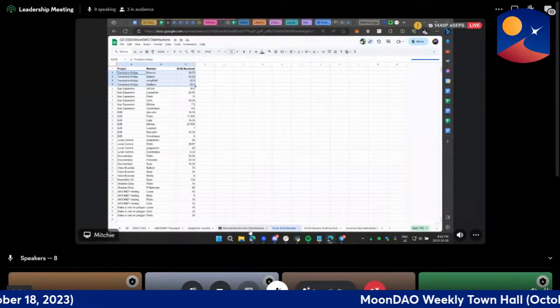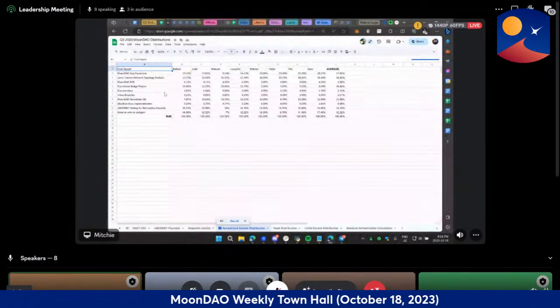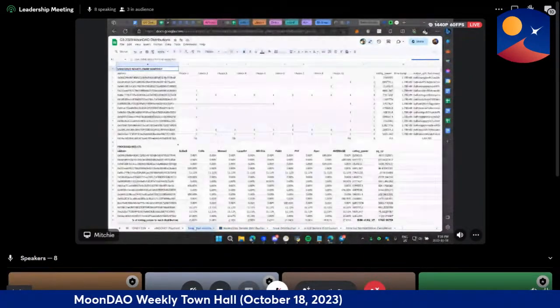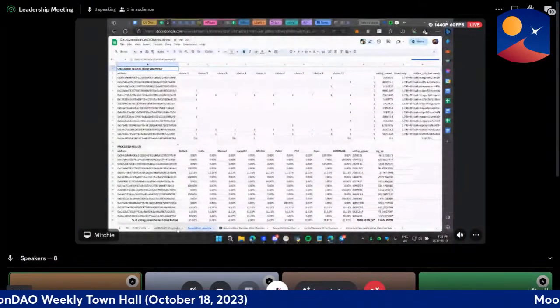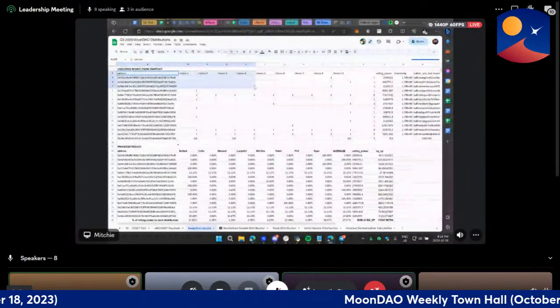And that was the normalized. Yeah, sorry, we can skip over that. Here are the actual results that we got directly from Snapshot.